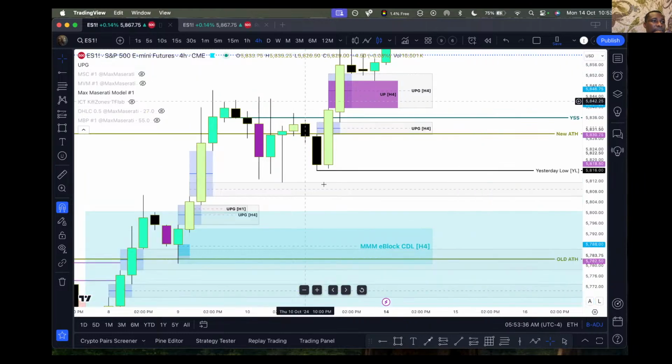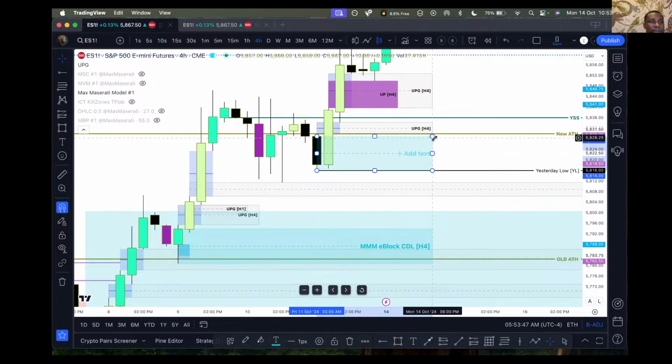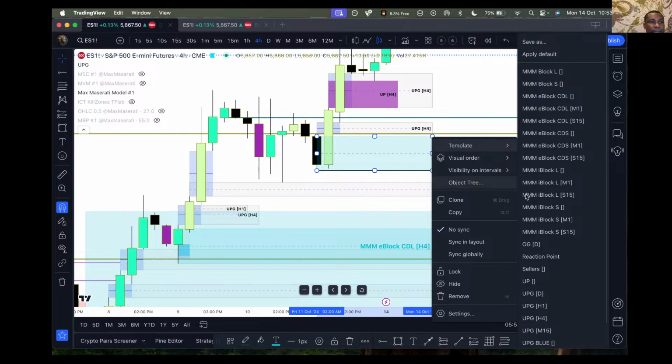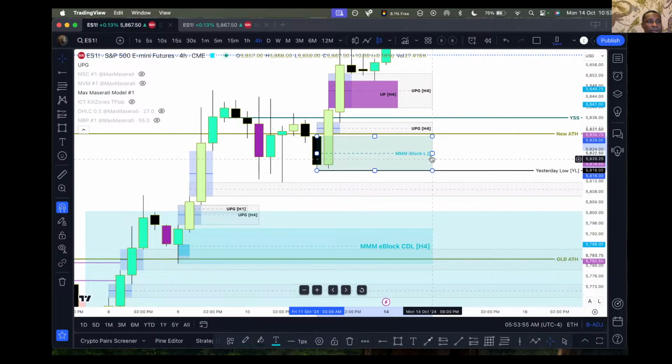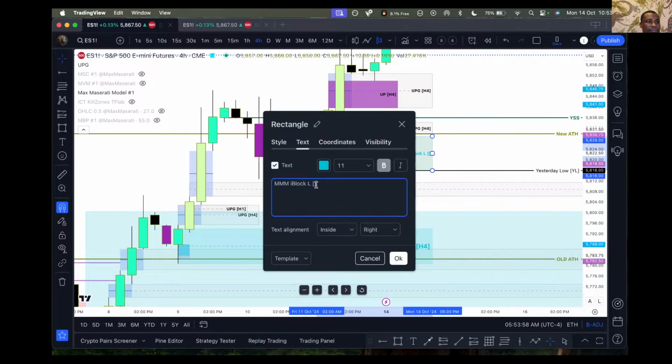Okay, and then we have a market structure change here, and then here the market creates another MMM block, but this MMM block is the MMM internal block long. This is an MMM internal block long, on the 4-hour, H4.